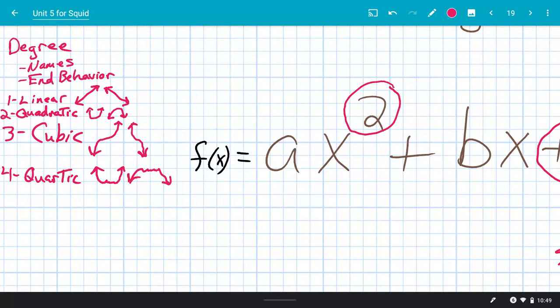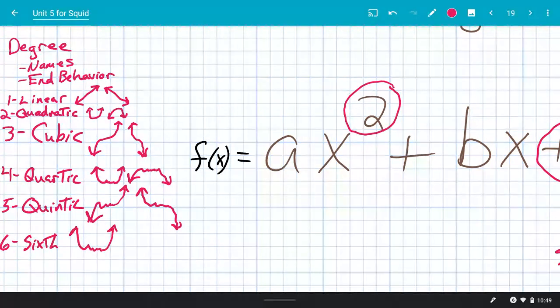Looks something like that. Something to the fifth degree. Anybody? Quintic. Good. Quintic. Its graph would look like, I don't know, something like that. Something to the sixth degree. I'm going to stop there. Would look like that.